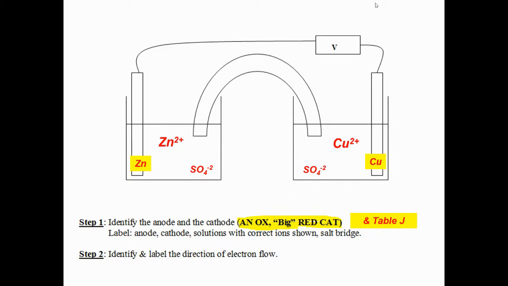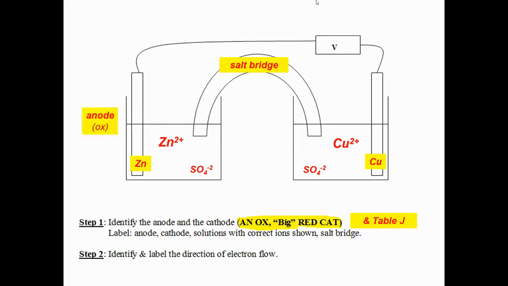But we still need to use table J to figure out which gets oxidized and which gets reduced. The one that's higher up on table J gets oxidized. So which of these metals is higher on table J? Well, copper's down pretty low. Zinc is up higher. Oh yeah, this is the salt bridge. That is for ions to travel back and forth so we can have a complete circuit. You can't have a battery without a salt bridge.